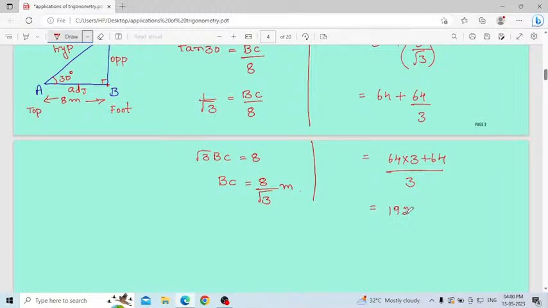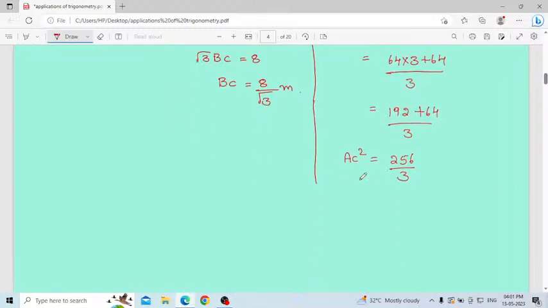Multiply 64 into 3, you will get 192 plus 64 divided by 3. What is the sum? It is 256 divided by 3. This is AC square, but I want AC. Then AC will be equal to square root of 256 divided by 3.